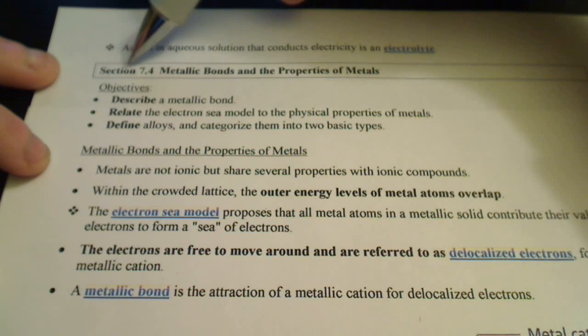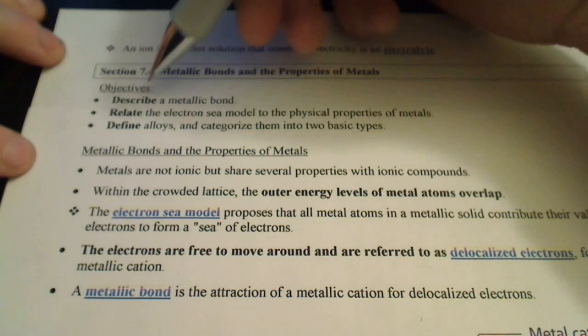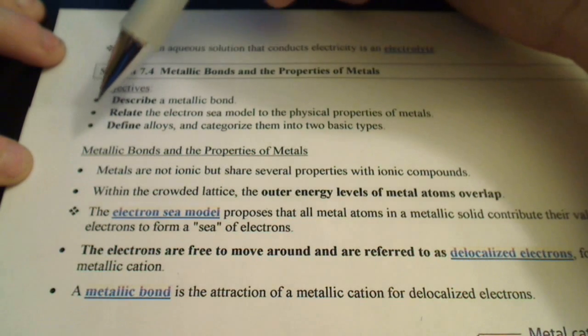Okay, next thing. 7.4, metallic bonds and the properties of metals. Well, the two things we're going to look at right now are going to be how do metals conduct electricity, and why is it that when you apply a force to metals, they bend as opposed to shatter, which is what we saw with ionic compounds. So again, take a second, read through the objectives. Once you've done that, this is pretty much just explanation, so we'll just bear through it.